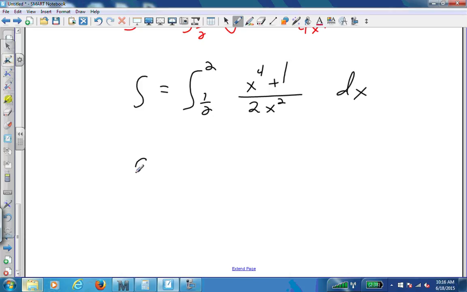So to make this something that's easy to integrate, let's take each term on top divided by our denominator. So x to the fourth, and we can pull the 2 out front, call that a 1/2. So x to the fourth divided by x squared. 1 divided by x squared is 1 over x squared, or x to the negative 2.